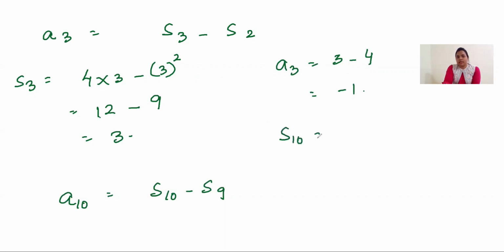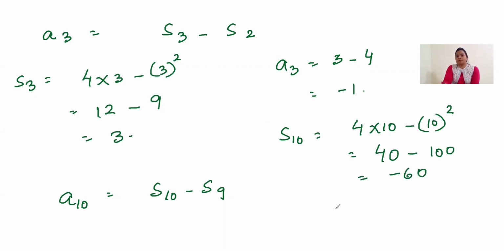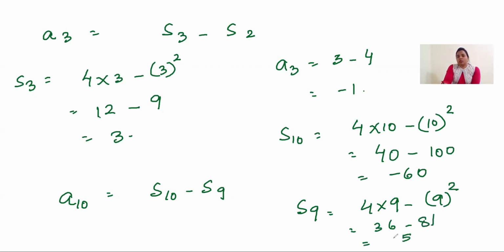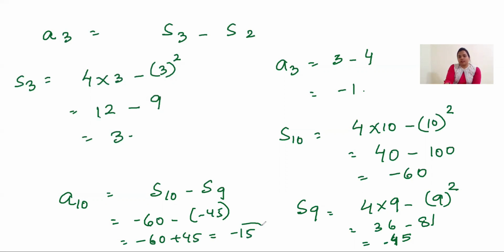So let's solve. S10 will be equal to 4 into 10 minus 10 square. This is equal to 40 minus 100. This is minus 60. And S9 will be equal to 4 into 9 minus 9 square. So 36 minus 81, and this will be equal to minus 45. So we got S10, we got S9. We can simply find A10, that is equal to minus 60 minus of minus 45, minus 60 plus 45, and this is equal to minus 15.